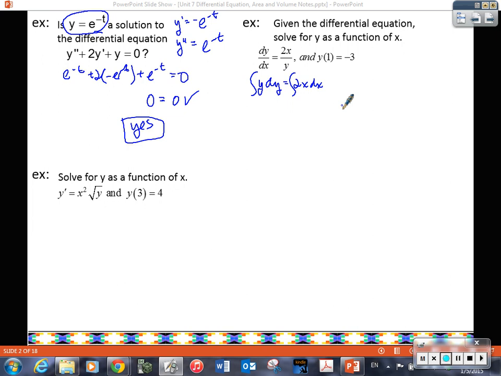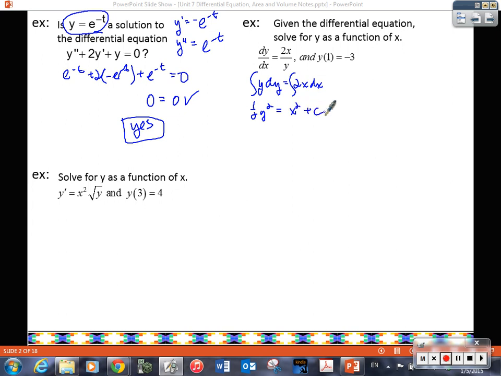Alright, so let's integrate. So the integral of y, remember we do our reverse power rule just to kind of get those memories flowing, right? After a couple weeks off. So we add 1 and get a 2, divide, so it's 1/2 y squared. Okay, we integrate the other side, so we get x squared plus c.